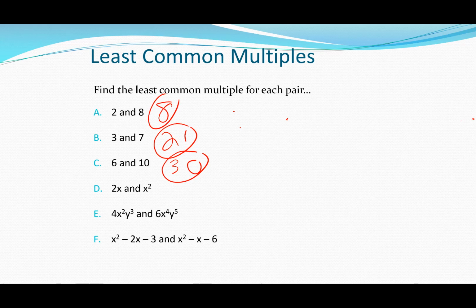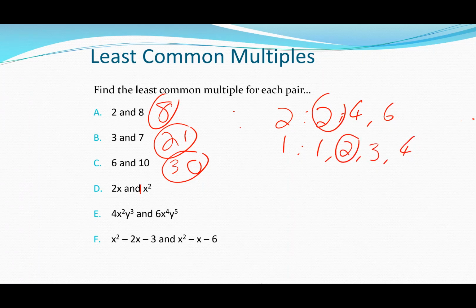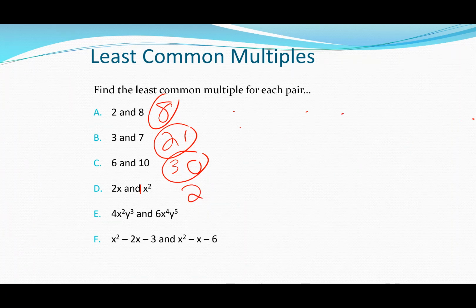For 2x and x squared, this is where it gets a little more interesting. So think of 2 and 1 as far as numbers go. The least common multiple there would be 2. I think that goes without saying, because 1 can be multiplied to make literally anything. So the smallest one they have in common would be 2. So 2 is part of it. But for x's, remember, take the biggest exponent. So x squared is the biggest one. So x squared is part of our least common multiple.